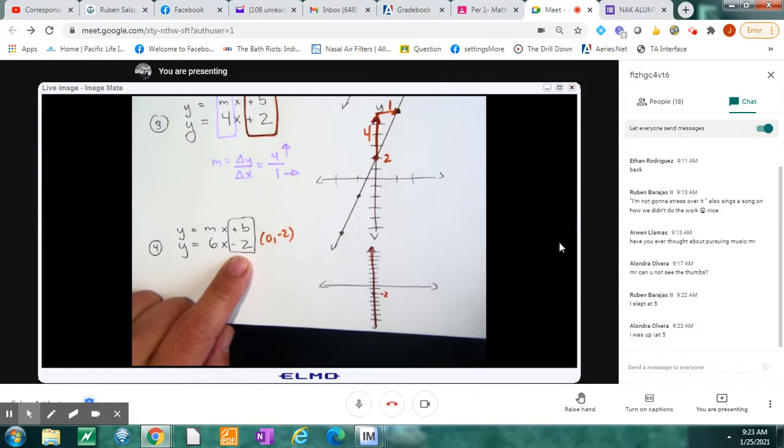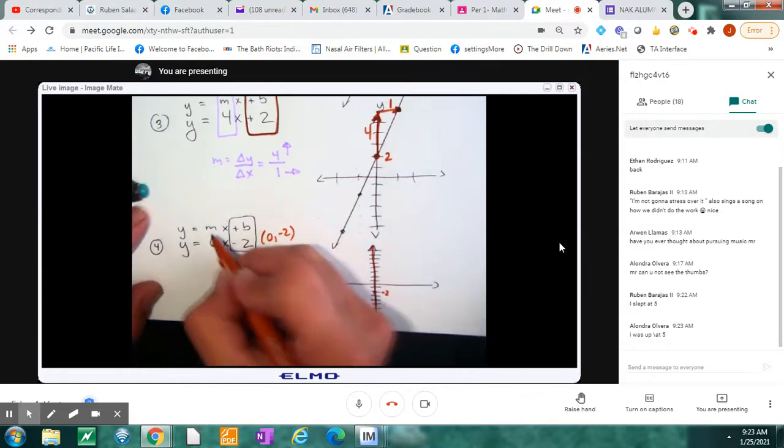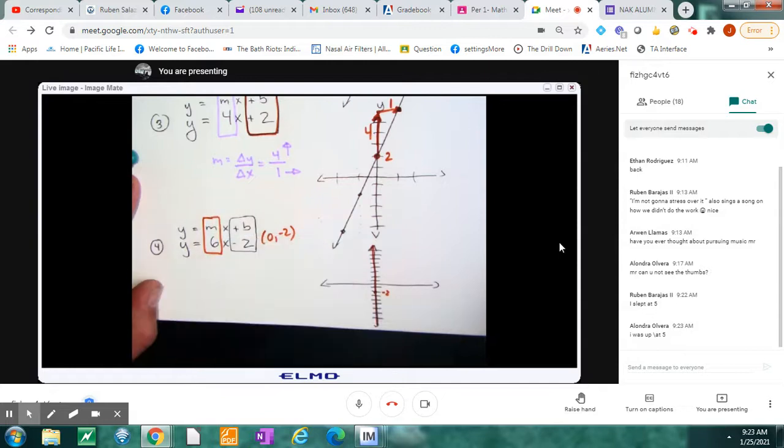Because sometimes there'll be a quiz that says, "What's your y-intercept?" And some of you might say -2. No, it's (0, -2). All right, and now your m, you're going to move it. Here we go.